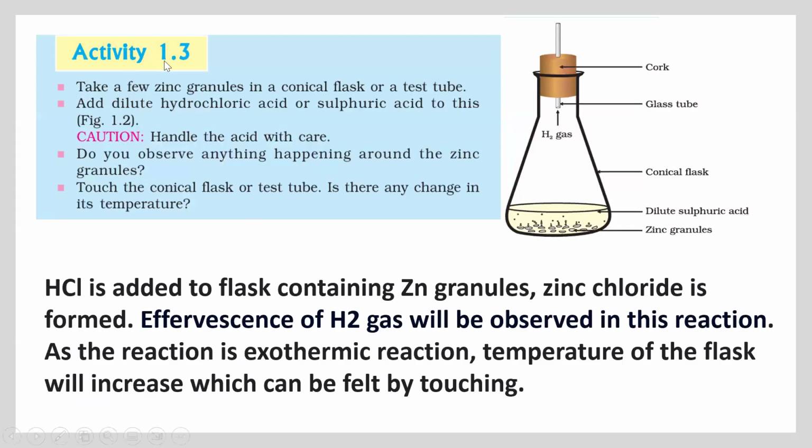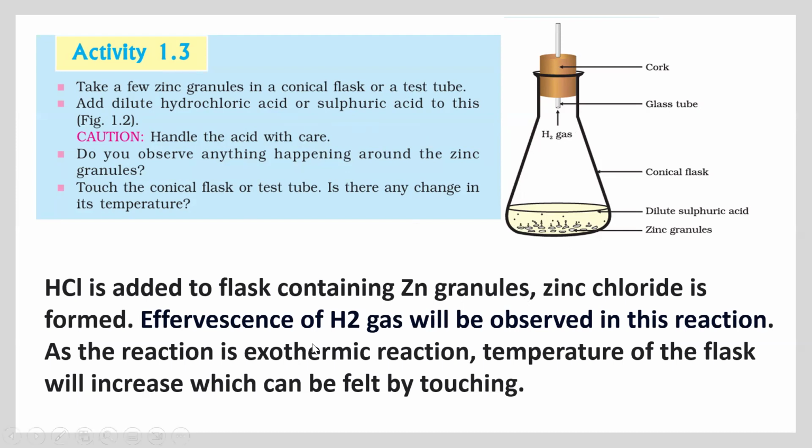Next one is activity 1.3. You are asked to take zinc granules in a conical flask and into that hydrochloric acid or sulfuric acid has to be added. After that you have to observe what changes are happening. So here when HCl is added to zinc granules, that zinc will react with HCl, forming zinc chloride. And it is an exothermic reaction.